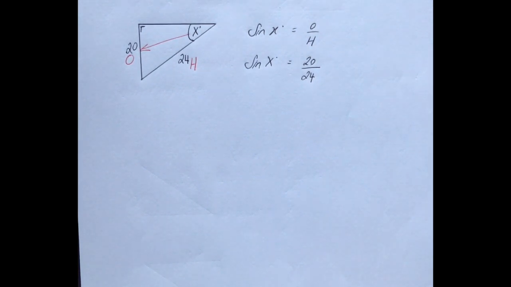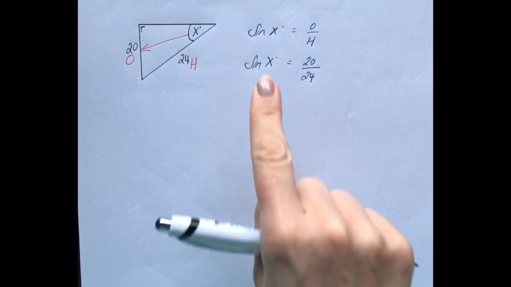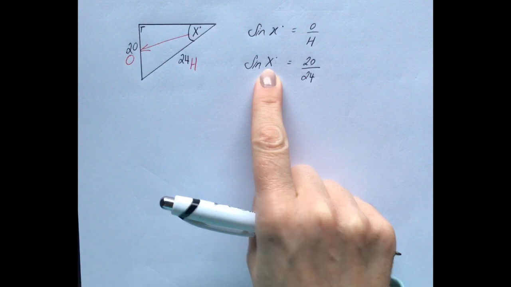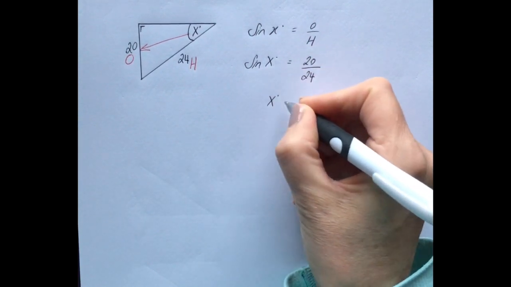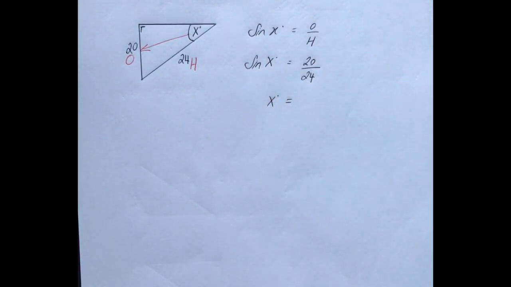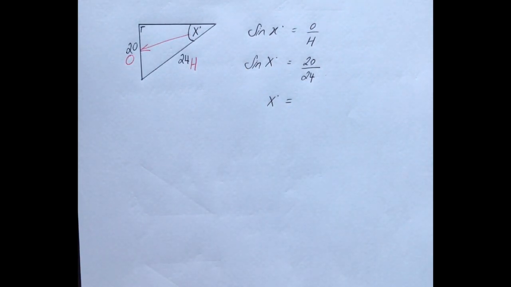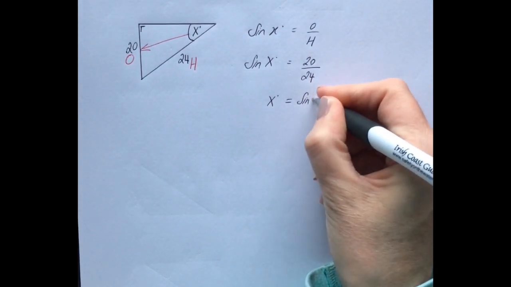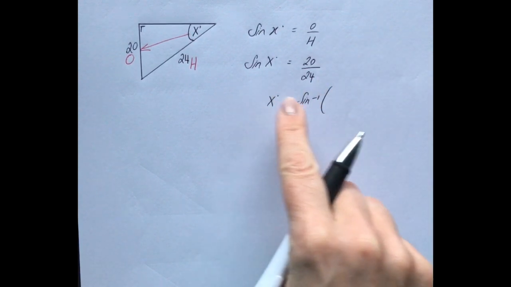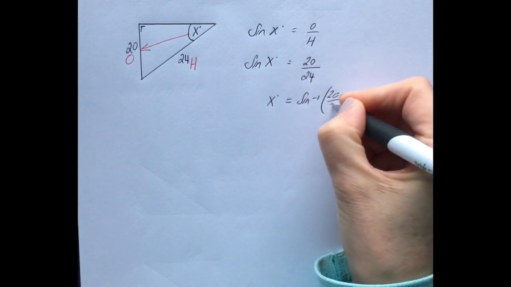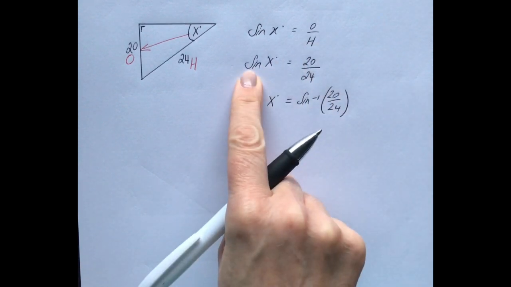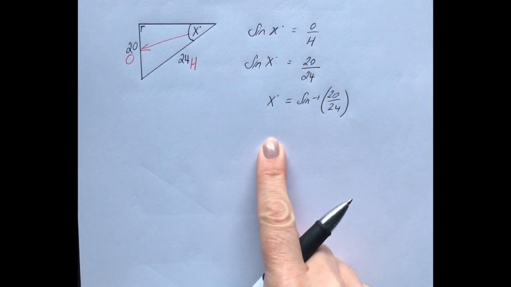Now here's where we have to solve for the angle. We have sine of the angle x, and of course we just want to get the angle x on its own. So the question is, how do we undo the sine? The only way to undo the sine is to do what's called the sine inverse. If I do sine inverse of my result, that will undo the sine and give me the angle on its own.